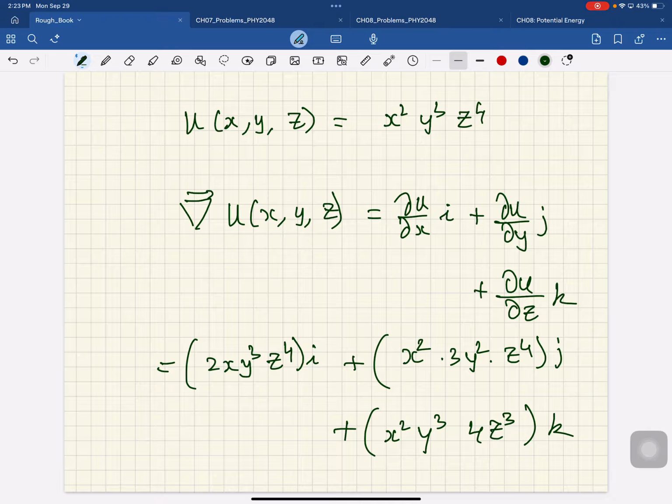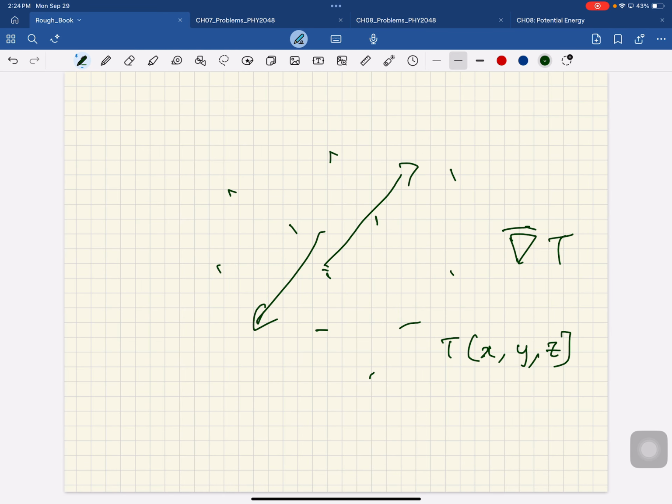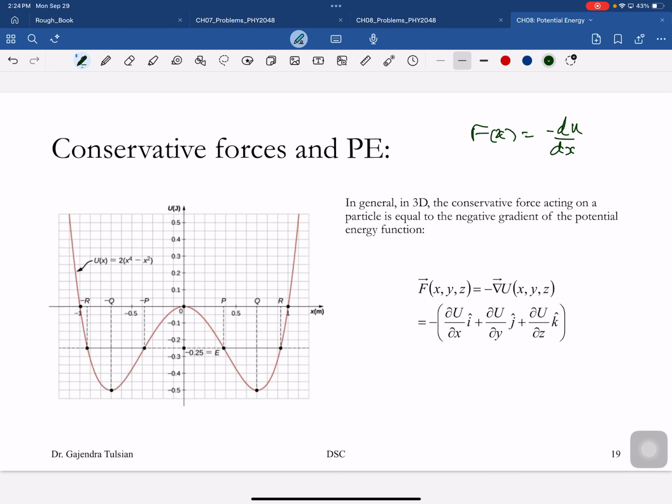And that tells you the direction in which it's increasing the fastest. Why is this kind of information useful? If this was a temperature function, the gradient of the temperature tells you what direction the temperature is increasing the fastest, and heat flows in the opposite direction. So those functions are useful, and in this case, if it's a potential energy, the force is acting in the opposite direction.